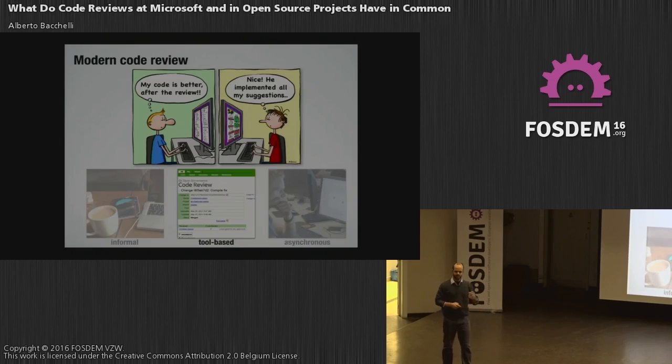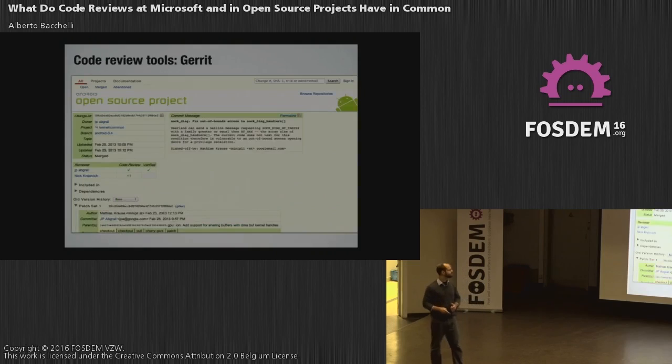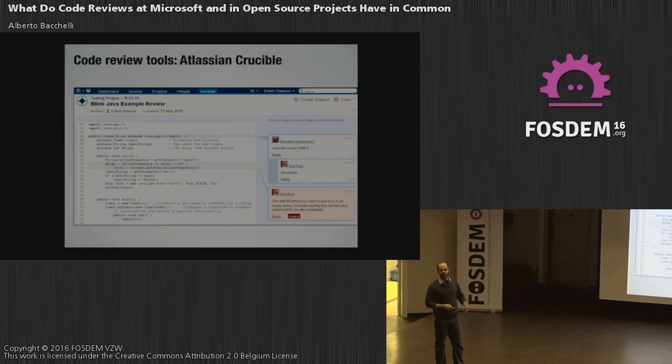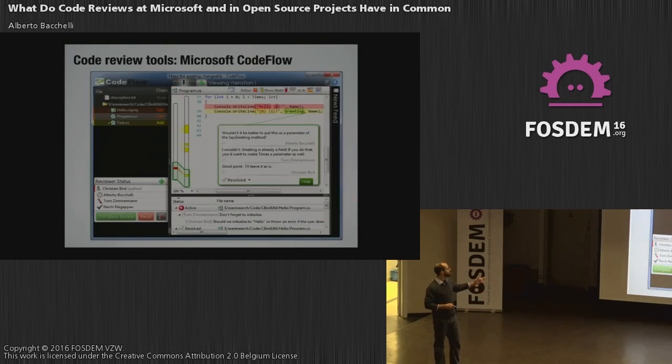So especially the most interesting thing, which makes being informal and asynchronous possible, are the tools that are used for code reviews. You may know, for example, Gerrit. Many of you probably also know GitHub pull requests. They are becoming more and more popular every day. There are some proprietary tools like Atlassian. And there is also an internal tool developed at Microsoft called Microsoft CodeFlow. I use this as an example. The idea is that all the tools, they work basically the same. They offer the same functionalities.